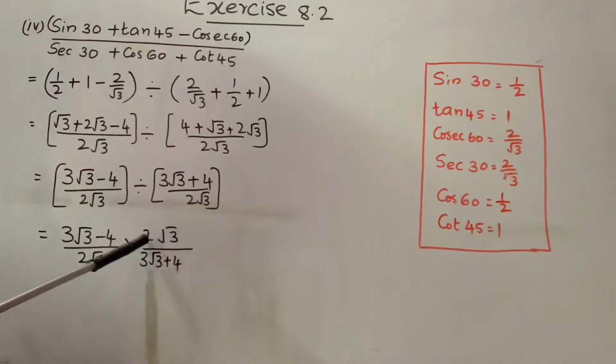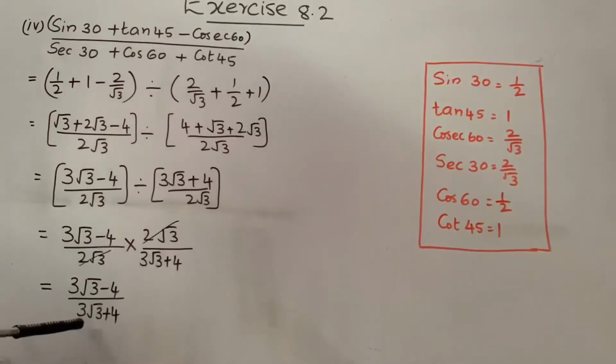Here this 2 root 3 and this 2 root 3 get cancelled. Then you will get 3 root 3 minus 4 divided by 3 root 3 plus 4. 3 root 3 plus 4 is an irrational number, so you multiply numerator and denominator by 3 root 3 minus 4 to eliminate the irrational number. That means to rationalize the denominator, you multiply numerator and denominator by 3 root 3 minus 4.